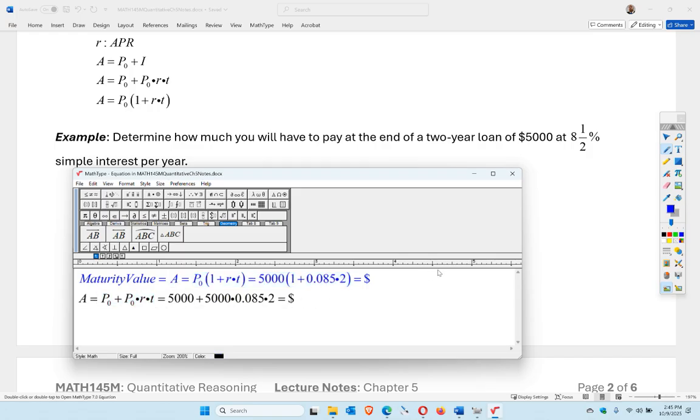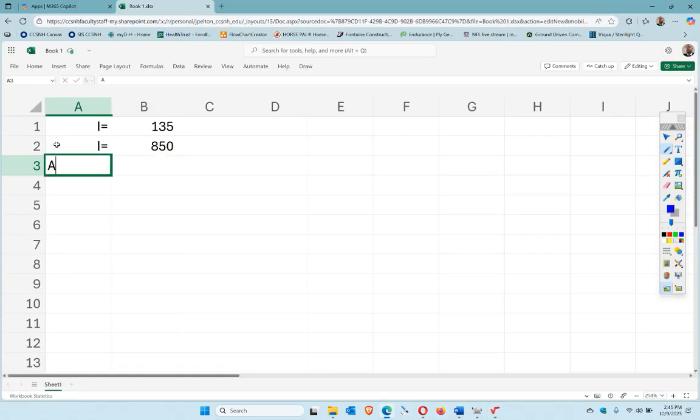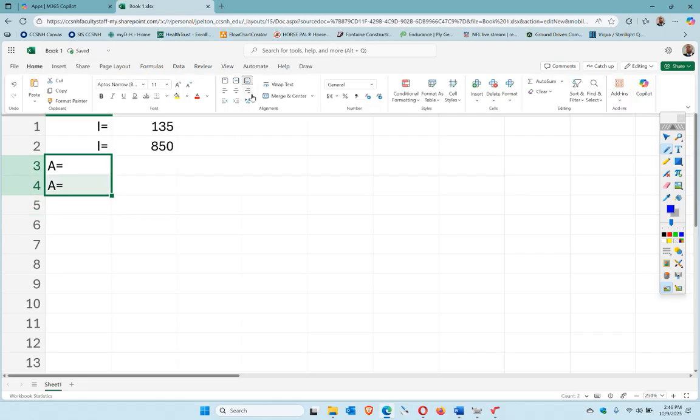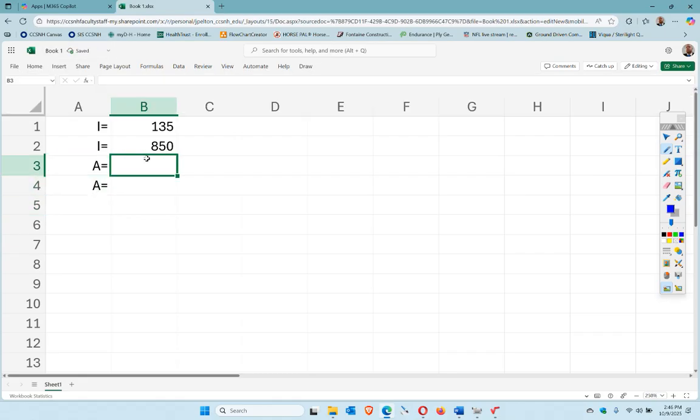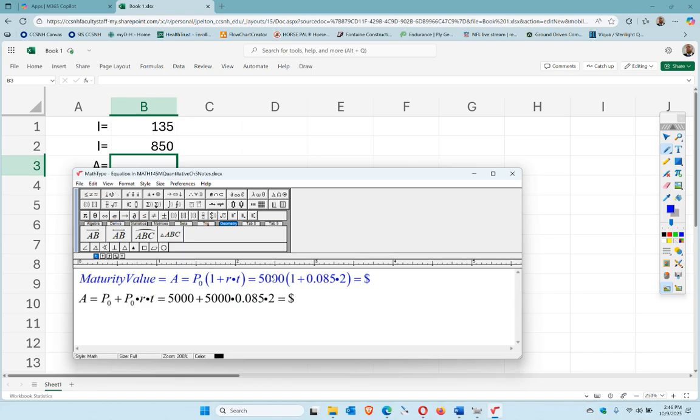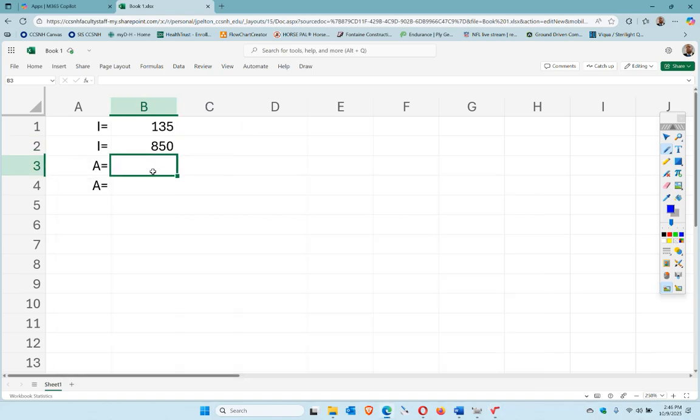But okay, so let's do the spreadsheet now. So this is our amount. So where's our spreadsheet? All right, so I'm going to do it twice. A equals, and we'll shift that to the right. Okay, so the first one, all right, so we look at our formula, is this one right here, correct? So equals 5,000 times, parentheses, 1 plus the 0.085 times 2, close parentheses, right? So that's the version you usually see in the book. We get that amount of money.